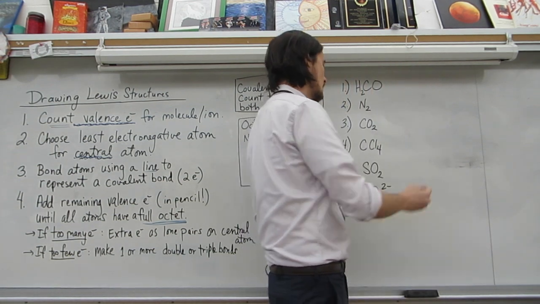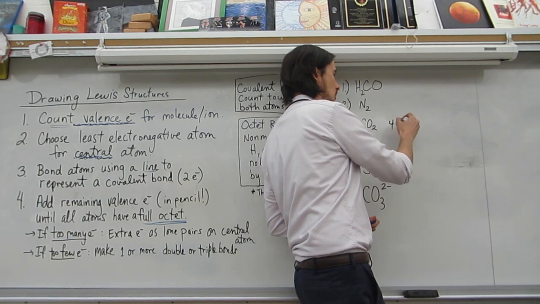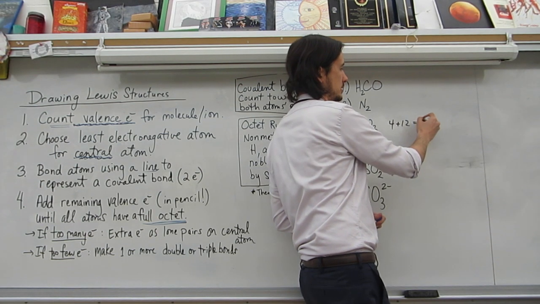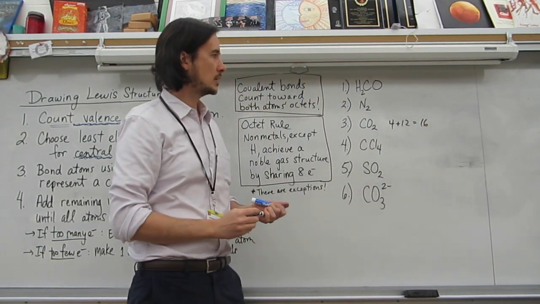CO2. CO2, we got 4 electrons for carbon plus 12 for 2 oxygens is 16 electrons.